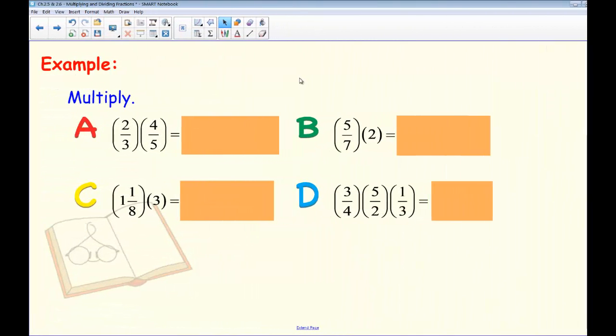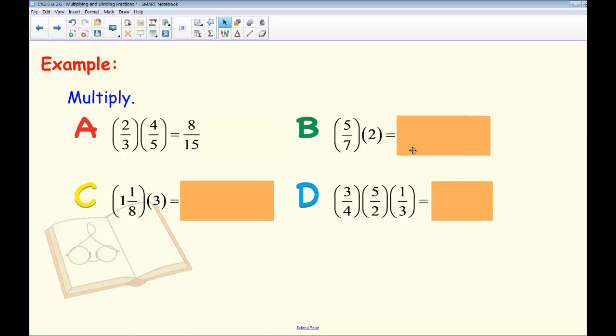Okay, so in question A, 2/3 times 4/5, we would simply multiply the 2 and the 4 together, those are the numerators, and we would get 8. We multiply the 3 and the 5 together, we get 15, so we get 8/15.